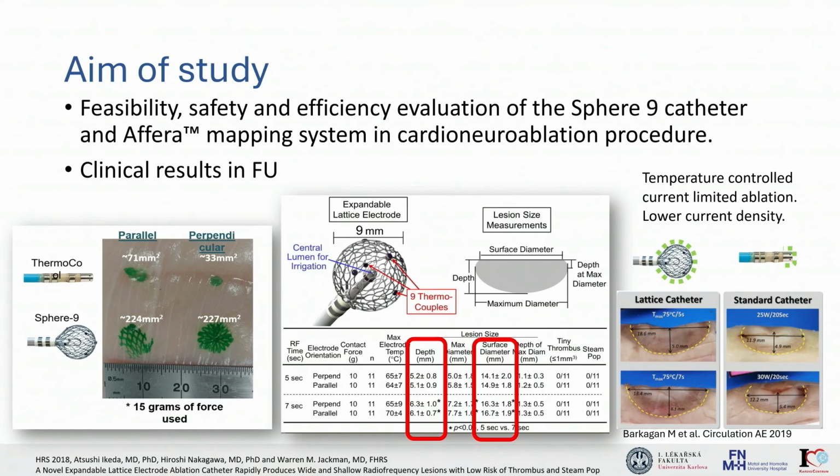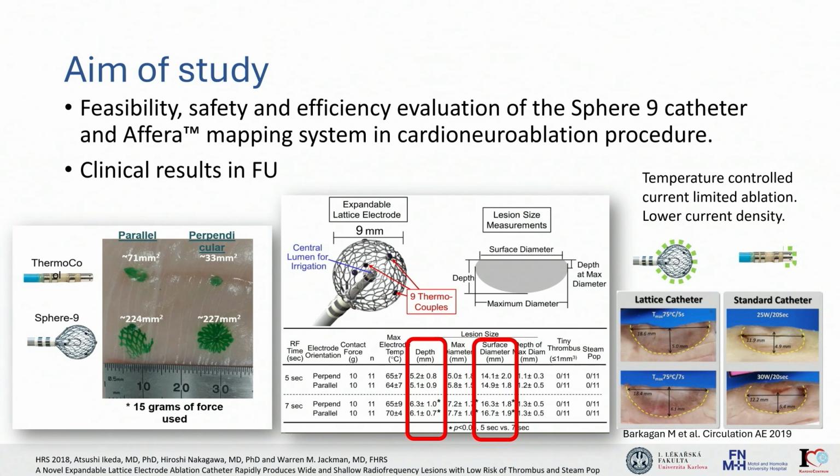So the aim of this study, and what we are now trying to get information on from the Affera experience, is that we would like to know if it's feasible, if it's safe, and if there is good efficacy if you use this system and this catheter for cardioneuroablation procedures. So we are collecting procedural data, but we also want clinical results in follow-up. Maybe the advantage of this catheter, if you create an RF lesion in comparison to regular RF catheters, is that because of the large footprint, you can do a larger lesion.